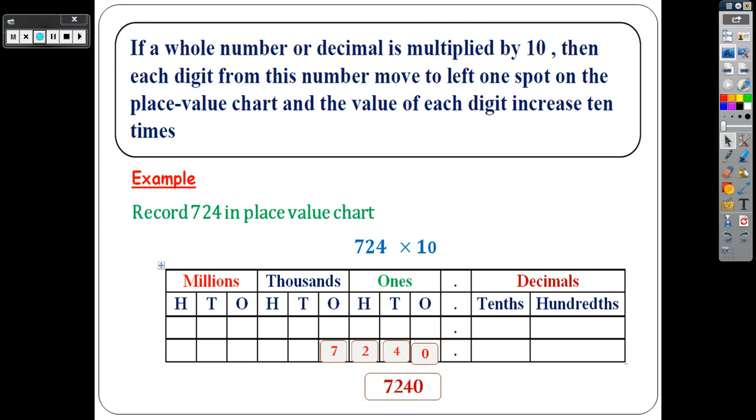7,240. So if you multiply 724 by 10, the product will be 7,240. Just add one 0. Or by this rule, you move each digit from the number one spot to the left on the place value chart.